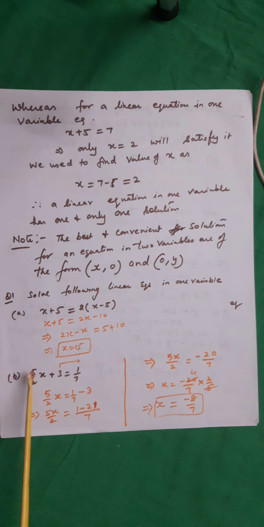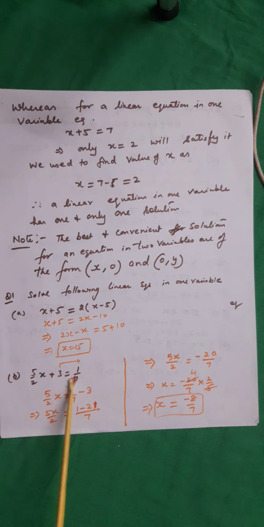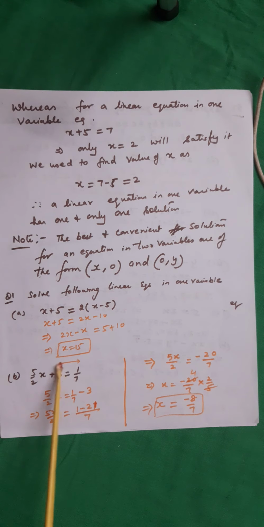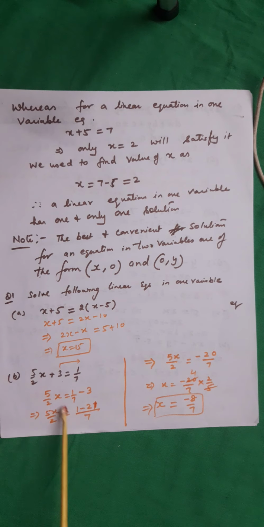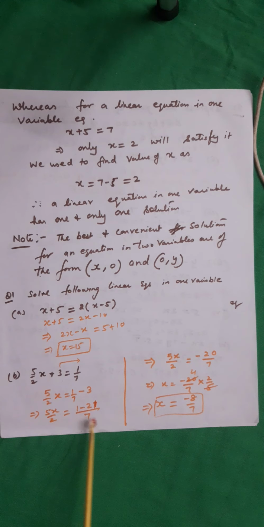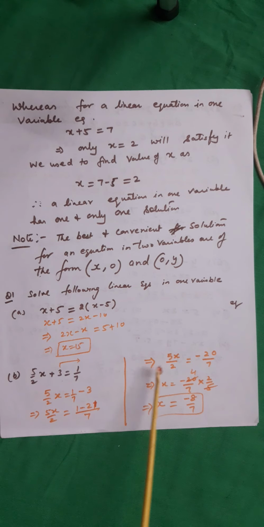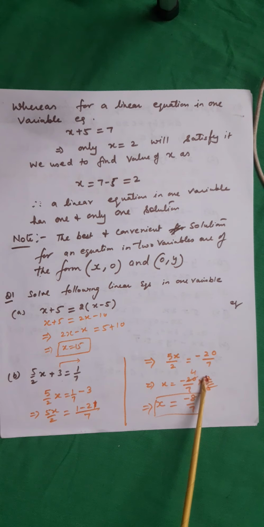Next example, 5 upon 2 x plus 3 is equal to 1 upon 7. Here this 3 is without a variable, so we take it to the other side, and we have 5 upon 2 x is equal to 1 upon 7 minus 3, which implies 5x upon 2 is equal to 1 minus 21 upon 7, which implies 5x upon 2 is equal to minus 20 upon 7.